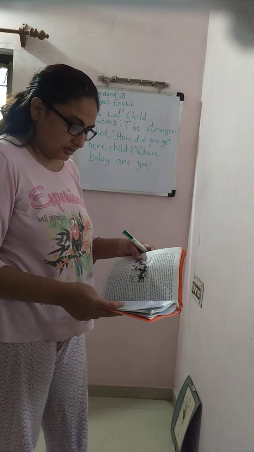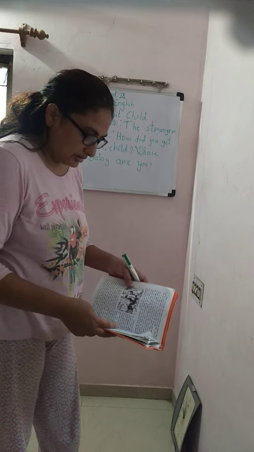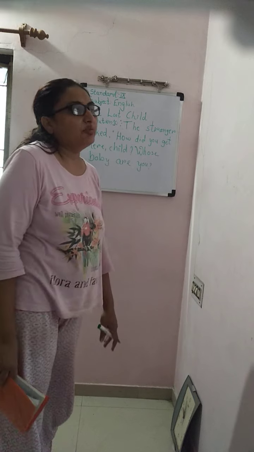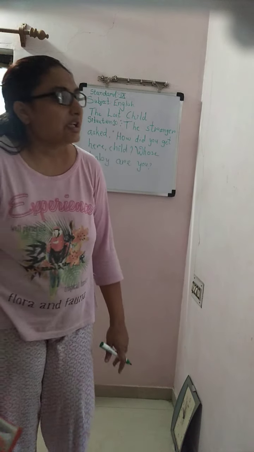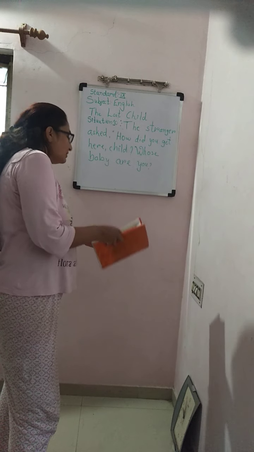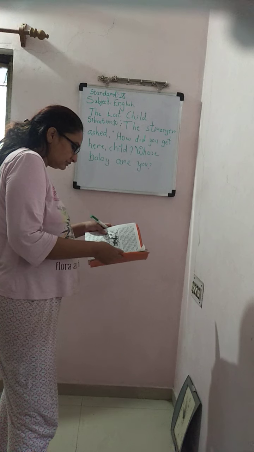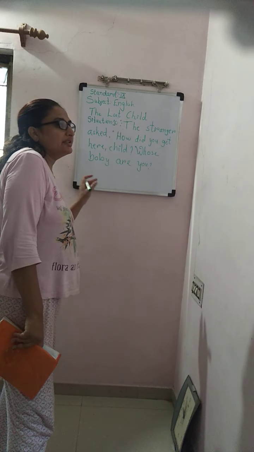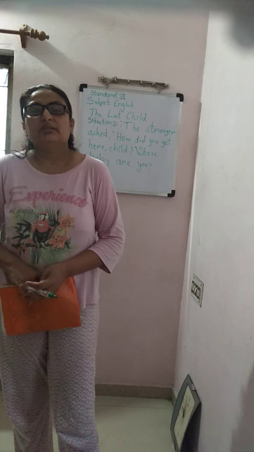Then the man asked him to have a gift of sweets, but the child said no, I don't want any kind of gift, I want my father and mother. Then finally the child started sobbing and said, I only want my father and mother.